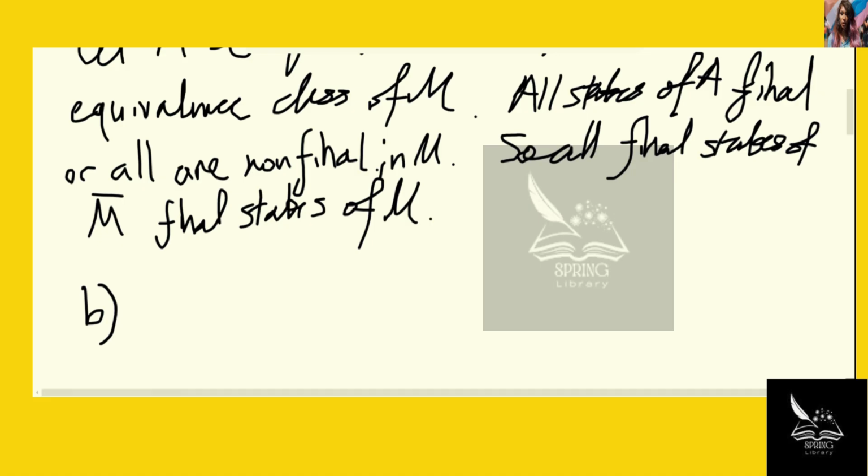Now in part B, we're asked to prove that if k is a positive integer, then it follows that S is k related to T if and only if S is k minus 1 related to T and f of Sa is k minus 1 related to f of Ta for every a in the language. So let k be a positive integer.